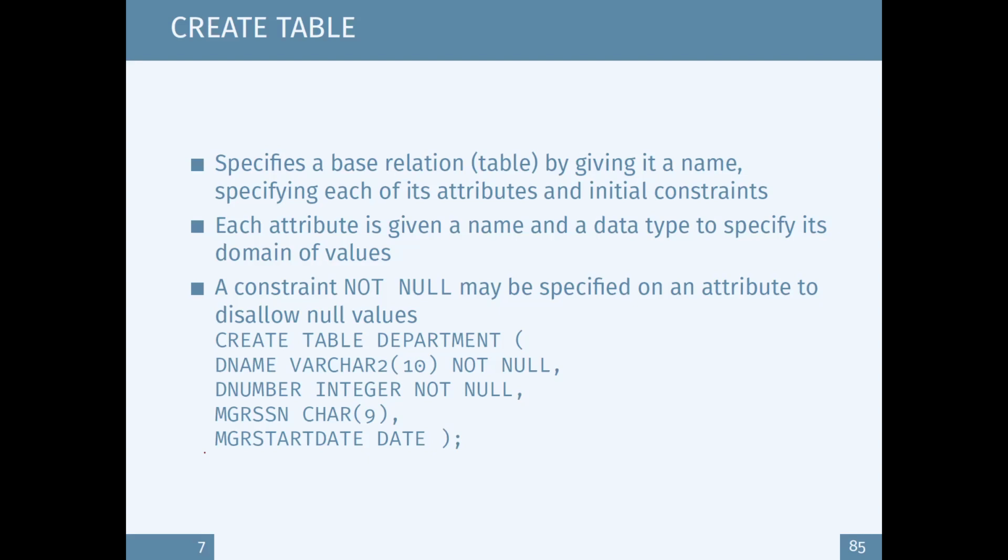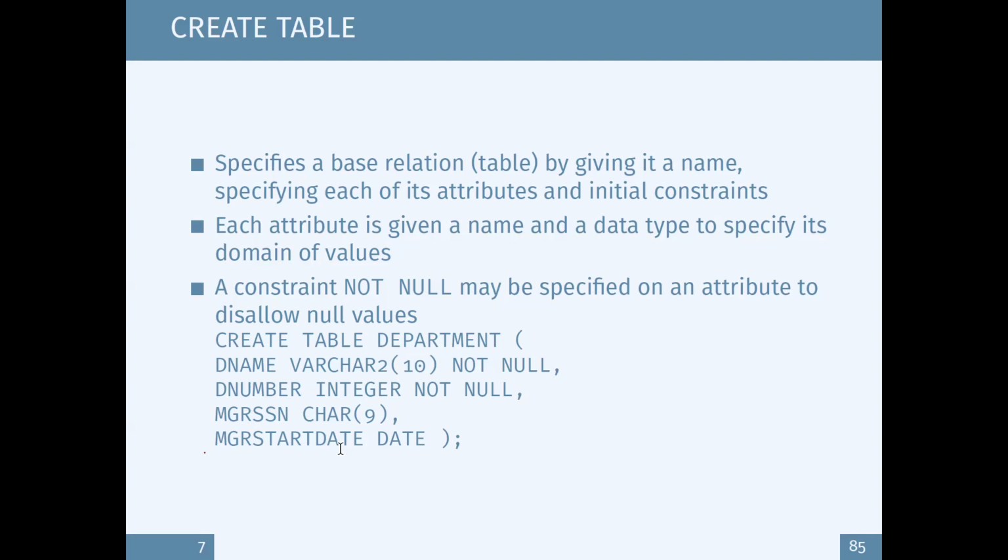For example, if you look at our department relation, I hope you remember our department relation. If not, we can go back and refer to the notes. We create it using the command create table department. And under that, we list all our attributes. Under the department, there are 4 attributes. So we will create 4 columns: department name, department number, manager social security number, manager start date.